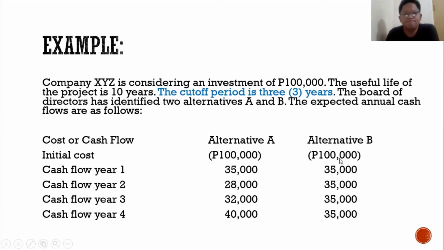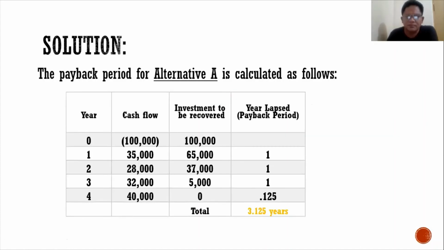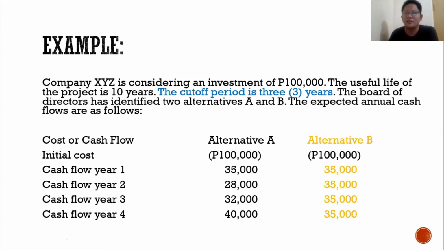Remember our problem, it says the cut-off period is 3 years. So for a project to be accepted by the board of directors, its payback period must be 3 years or less. In our case, it's 3.125, so it's beyond the cut-off period. So let's compare alternative B.